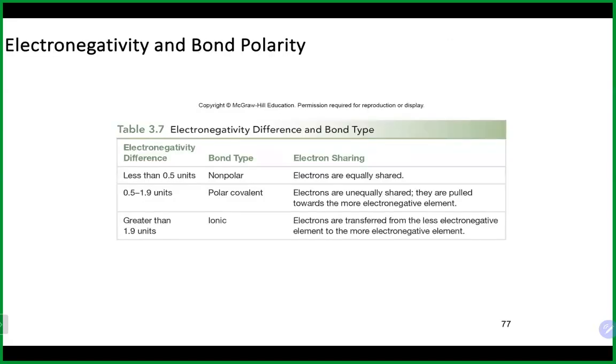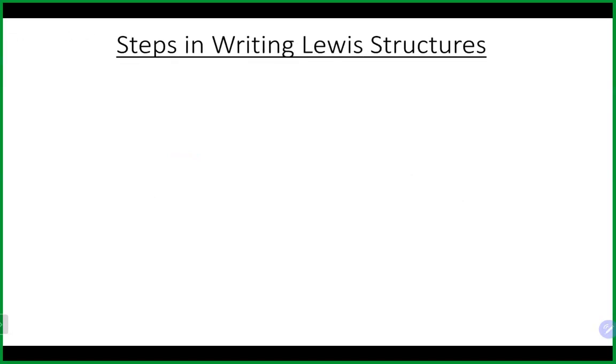Here's a table again that describes what we were talking about. 0 to 0.4 is going to be nonpolar. Above 0.4 to below 2 will be polar, and ionic will be basically 2 and above. Any questions on any of that? All right, then let's talk about how to draw Lewis structures for covalent bonding, really covalent or molecular compounds.